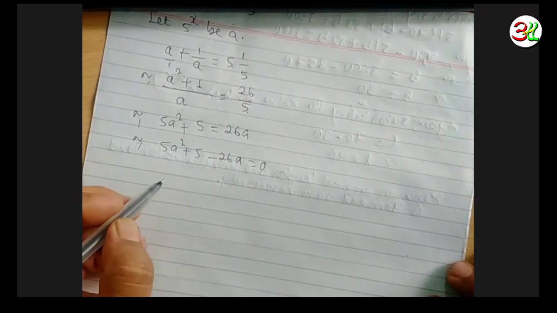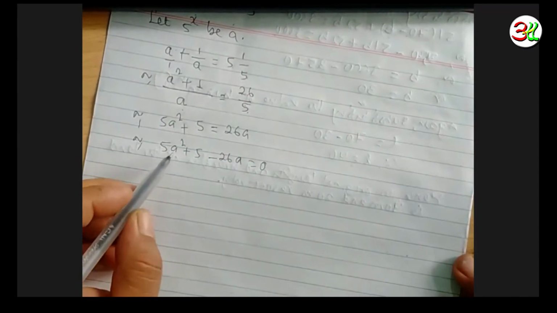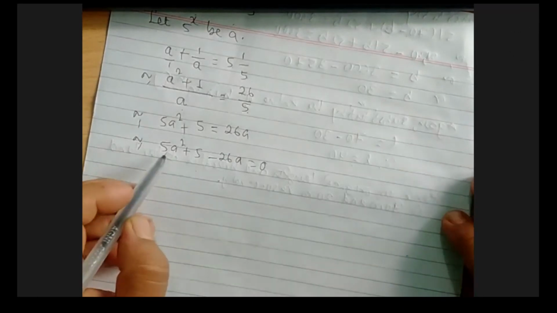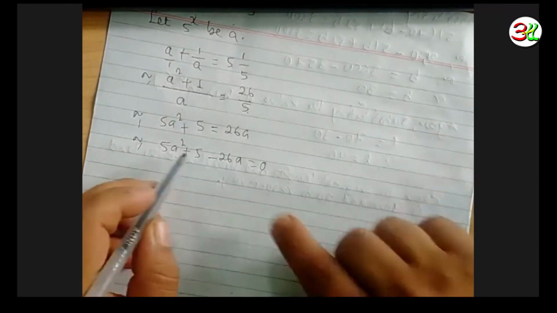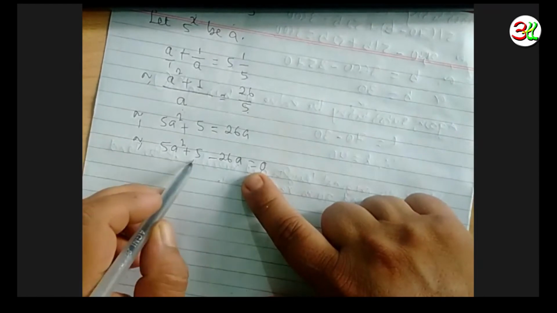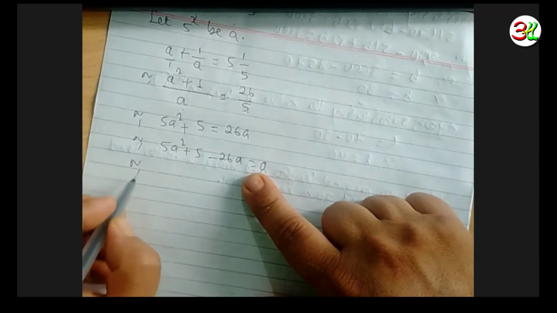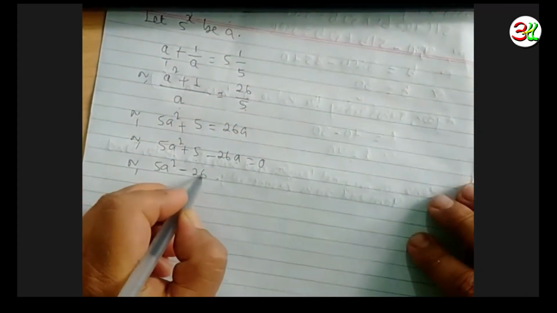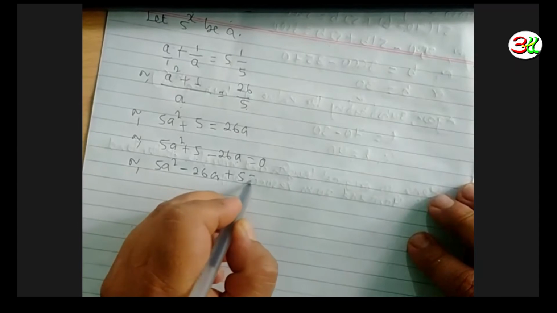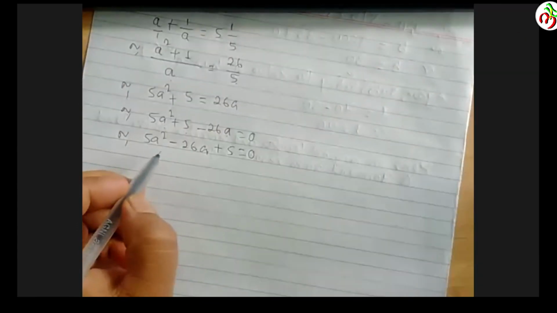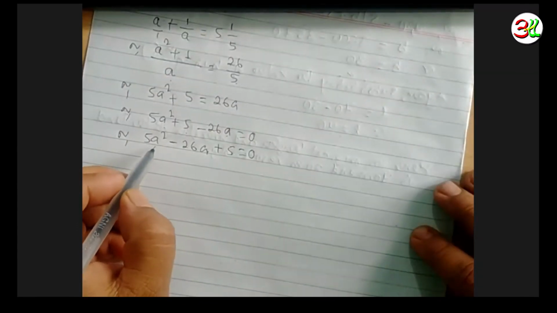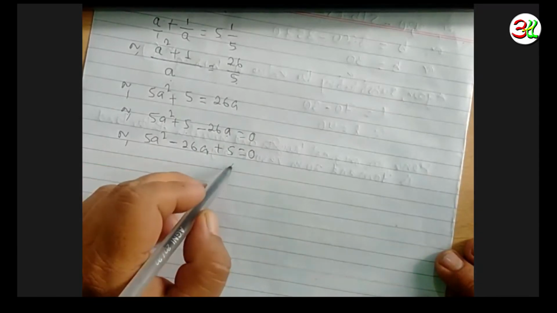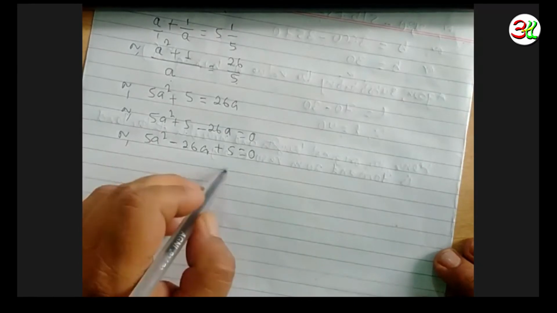And in previous classes I told you how to arrange the algebraic expression into descending order. 5a square is here, then the a term would be there, and then the constant term would be there. So our 5a square minus 26a plus 5 equals 0. Now there are three terms. We have to factorize it using the mid-term factorization method, or you can say convert 3 terms into 4 terms.